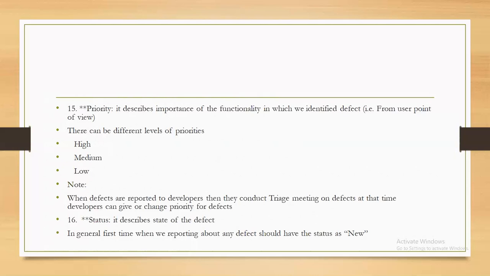Next one, status. It describes the status of the defect, which stage the defect is in. Basically, we can identify it from the status. So, in general, when we identify a defect for the first time and report it to developers, it should have the status as new.